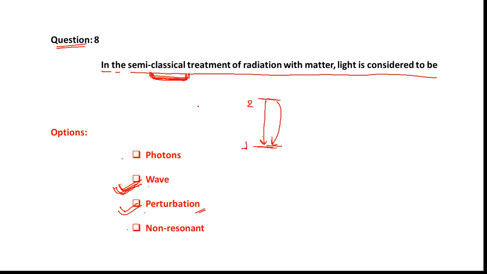Actually, non-resonant is not related to this. This is just an option given. We do not have any explanation of how light is considered to be non-resonant. This is just one of the options given, which is not correct. Light is also considered as photons, but non-resonant, you should not go with this option. It does not even lie in this treatment.